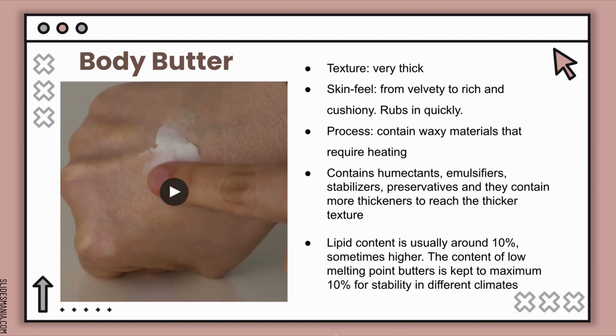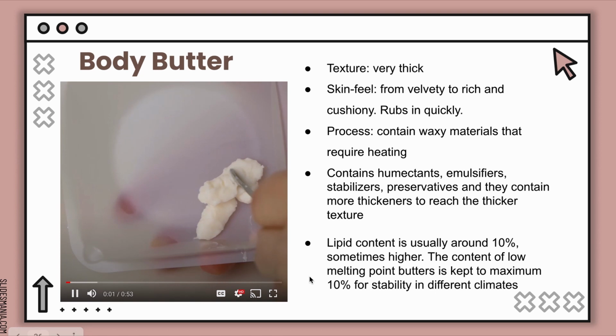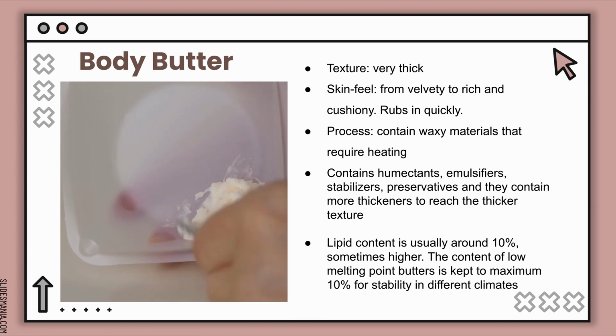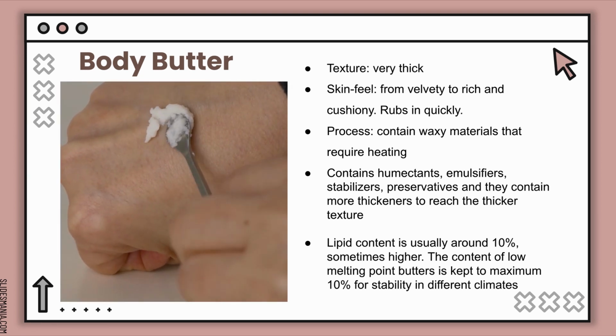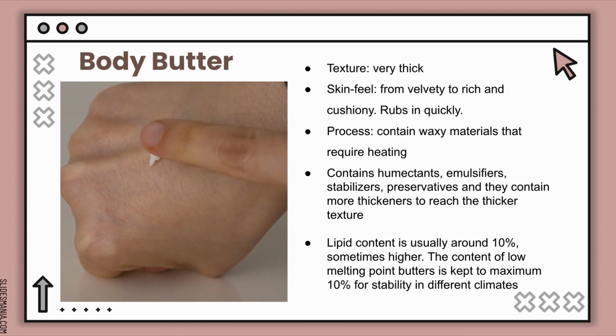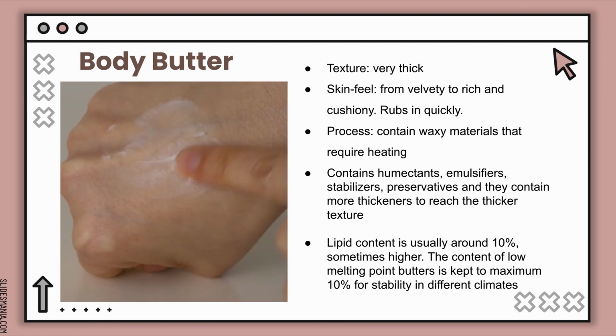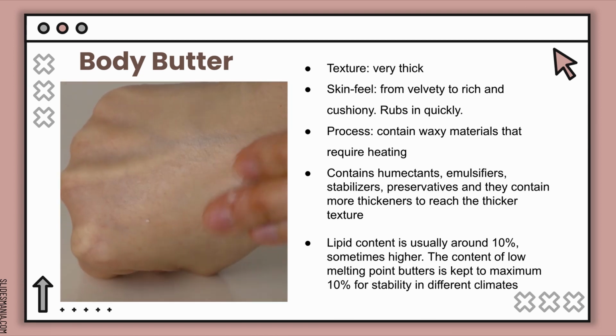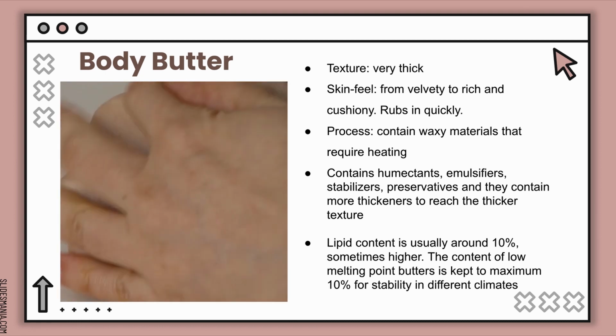Body butters have a really thick texture. The skin feel could go from velvety to rich, but they rub in and dry quite quickly. And the thick texture is given by a higher amount of thickeners that require heating. They also contain water, humectants, emulsifiers, stabilizers, and preservatives. And the lipid content is typically around 10%, but can be higher. And the content of low melting point butters is kept to maximum 10% because of stability in different climates.